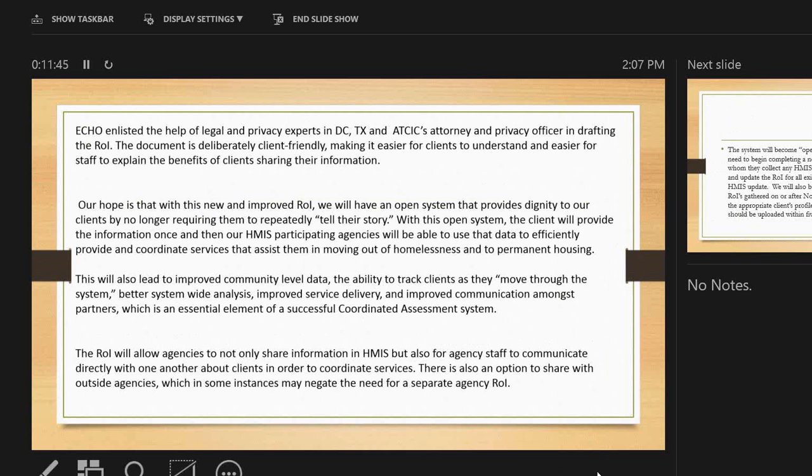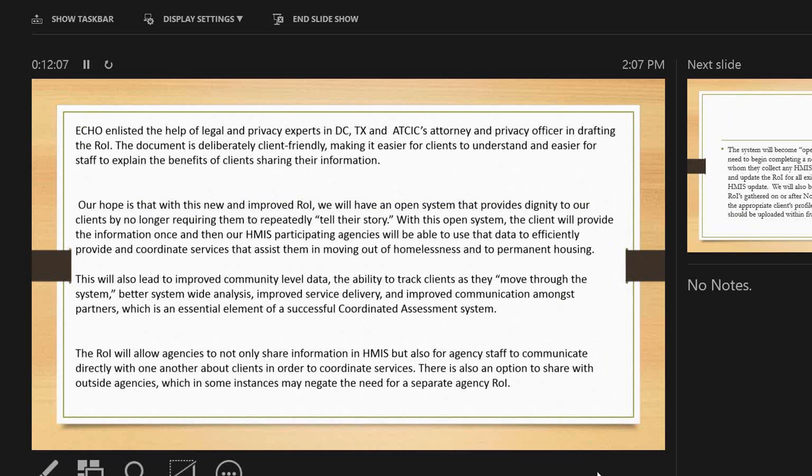So, some of the history of how we came to this new ROI. Echo enlisted the help of legal and privacy experts in DC, Texas, and ATCIC's attorney, privacy officer, and forms review committee in drafting this new ROI. The document is deliberately client-friendly, so it makes it easier for clients to understand and easier for staff to explain the benefits of clients sharing their information.